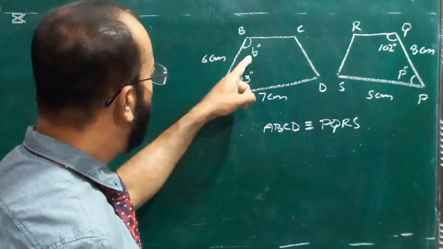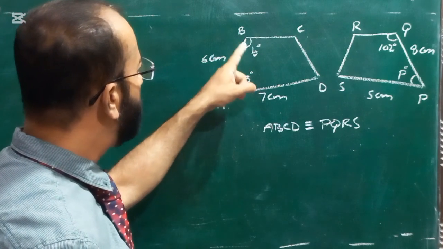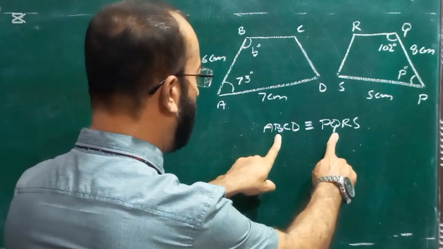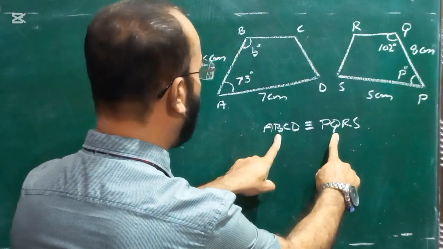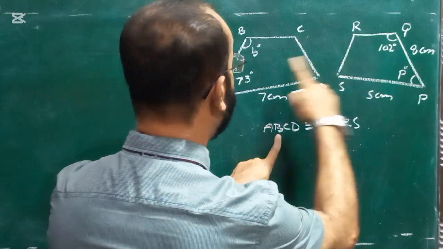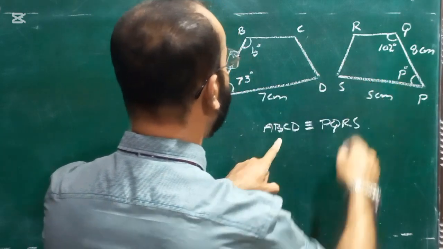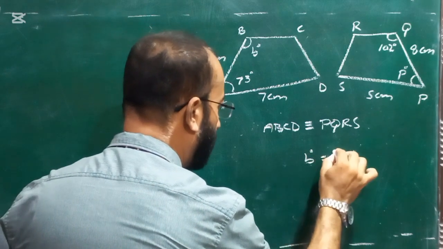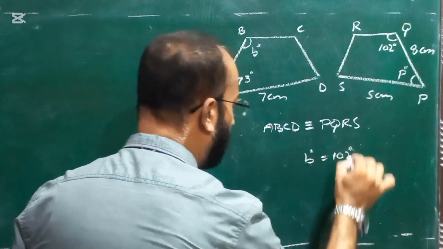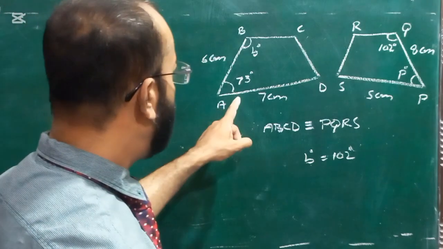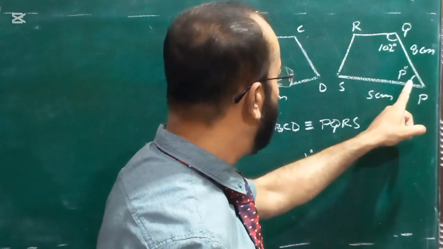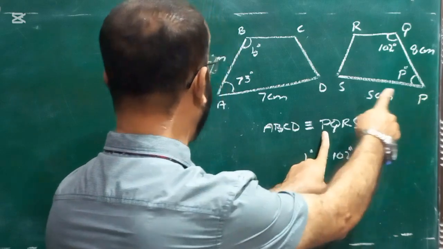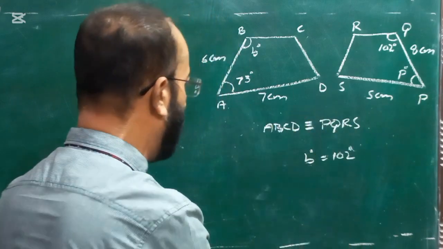Look now, B degree is angle of B. So this is the point that will be corresponding to this one. So it means Q. So B degree angle will be equal to 102 degree. Okay. Next requirement is P degree angle. So look now, P will be corresponding to A. So it means P will be equal to 73 degree.